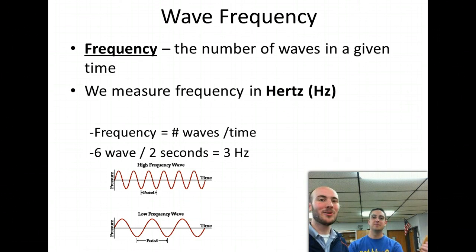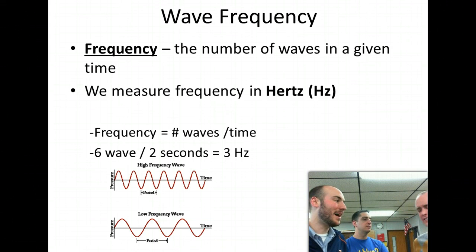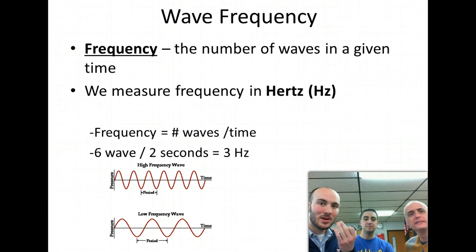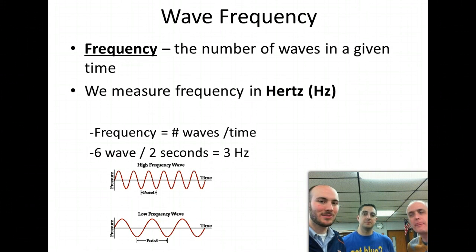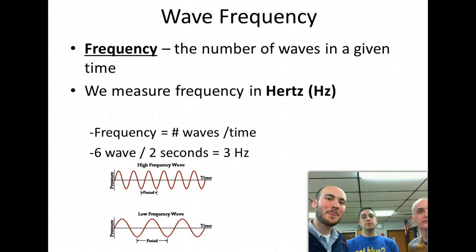Anyway, there's a little math involved here, and it's really easy math. It's just waves divided by time, whatever unit of time. Waves per second is hertz. So if you have 6 waves and it happens in 2 seconds, you just do 6 divided by 2, and you get 3 waves every second, which would be 3 hertz. Not the car company.